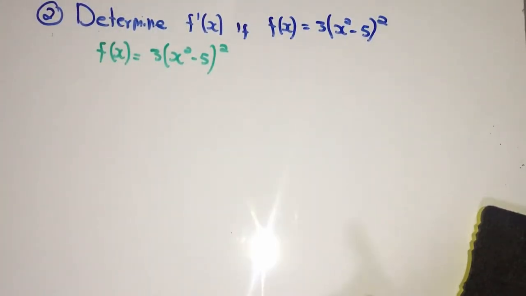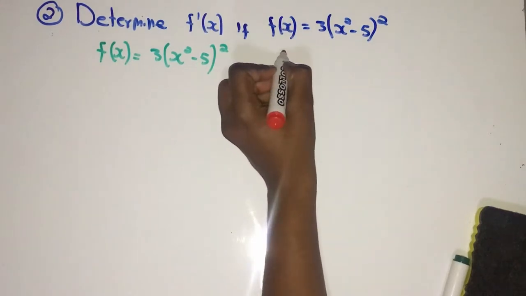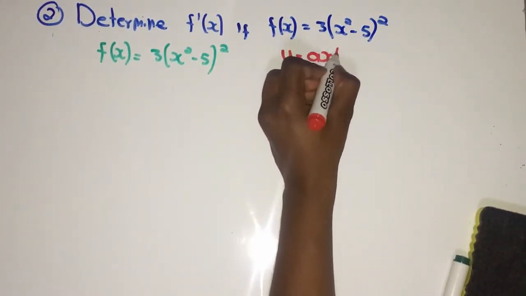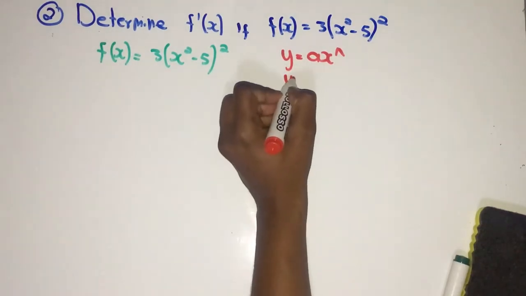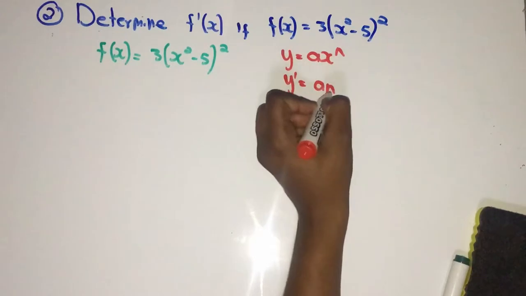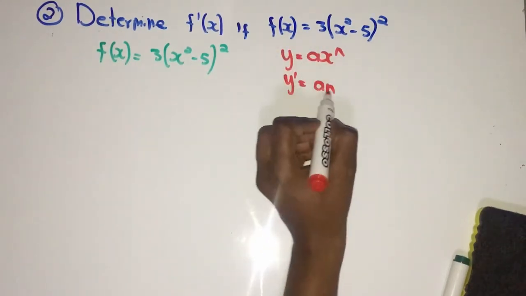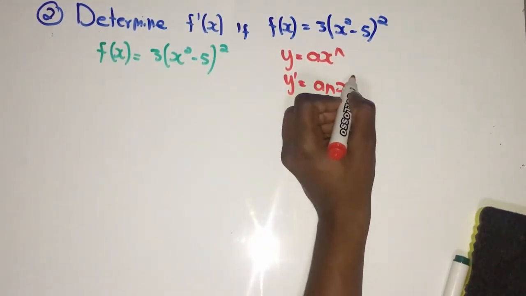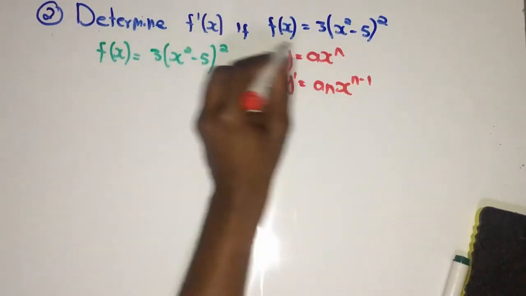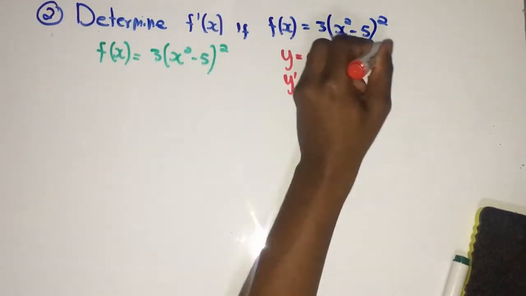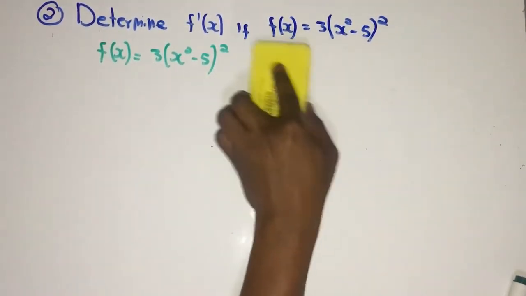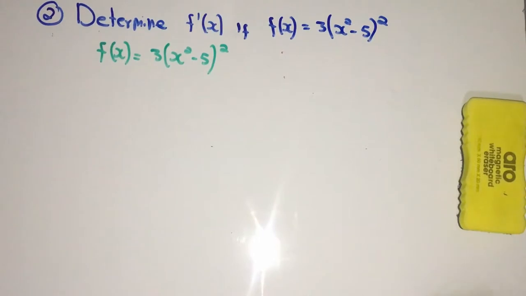So the idea is to write your y as something like ax to the n, because we know the derivative of ax to the n is a times n times x to the n minus 1. So the idea is to write everything in this form such that we can differentiate.